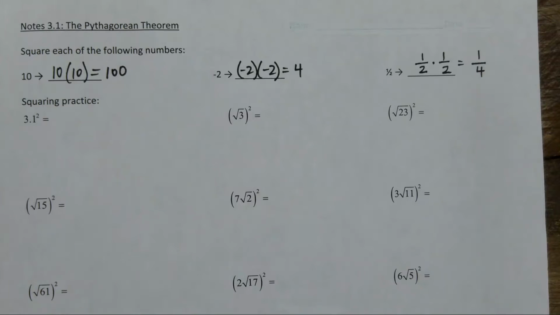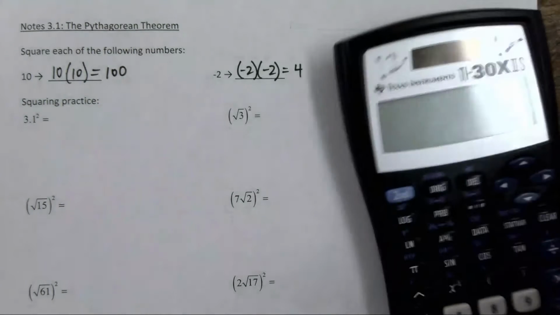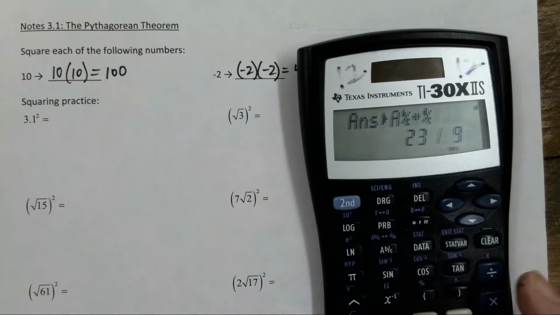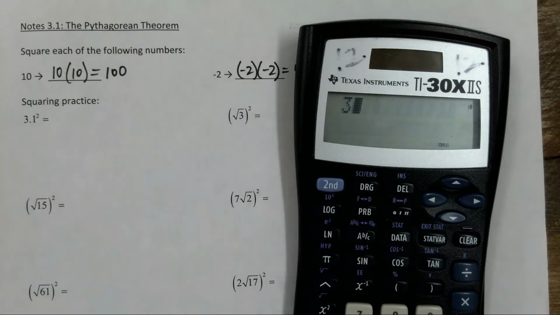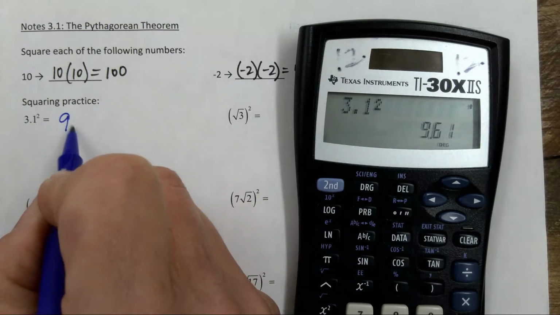3.1 squared. On your calculator, most of us have a square key. So 3.1, mine on these blue calculators is right next to the 7. And so I just have to hit that key and it'll show a little 2 for me. If you can't find your square key, let me know. I can tell you how to do that. Everybody's calculators are a little bit different. But when I hit enter, I get, in this case, 9.61.